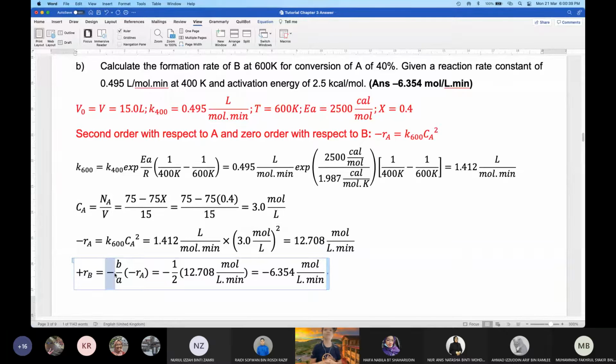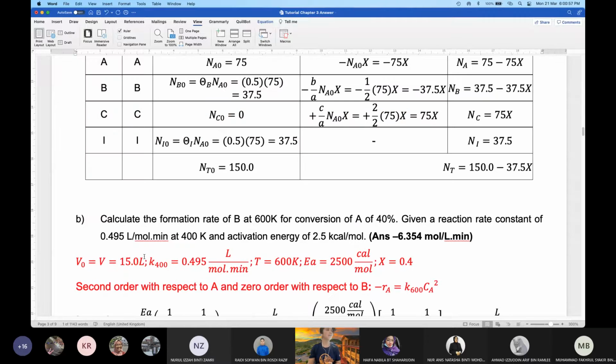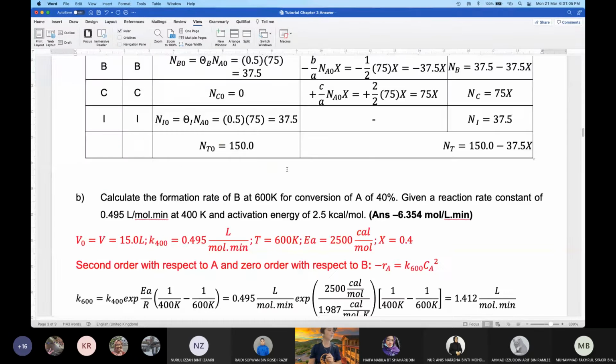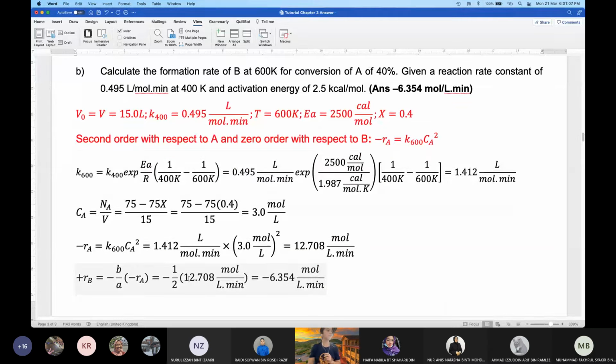So negative. Multiply, don't forget stoichiometric coefficient B per A. Jangan lupa stoichiometric coefficient tu mesti ada. Perkadaran stoichiometric tu mesti ada. So B per A multiply with your minus Ra, the one that you calculated just now. Please make sure you check stoichiometric coefficient. B is 1, A is 2. So that's how it becomes negative 1 over 2. Multiply with 12.708, your minus Ra. You will get your positive Rb as negative 6.354 mole per liter minute.